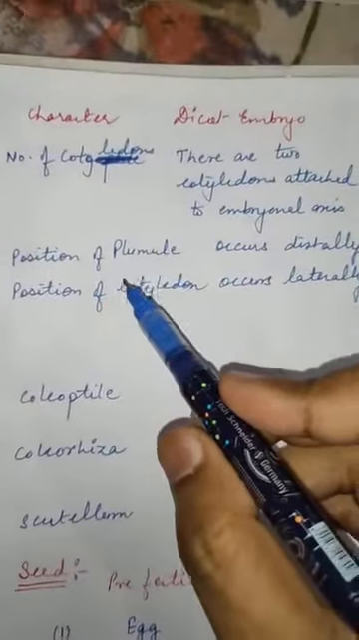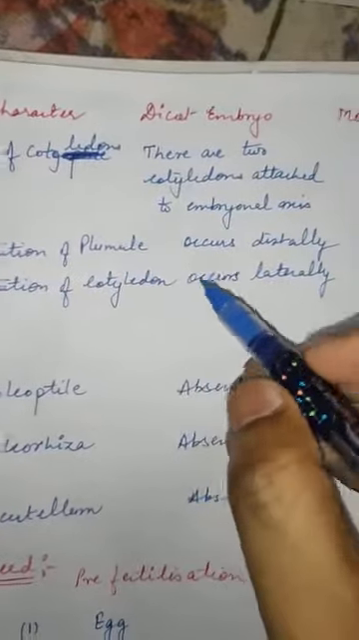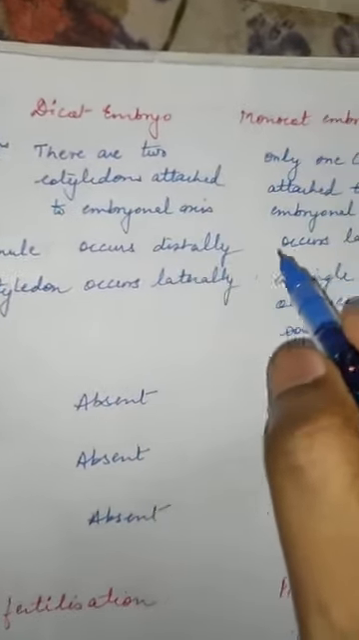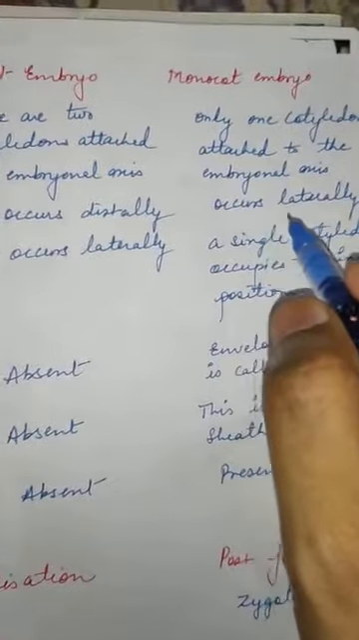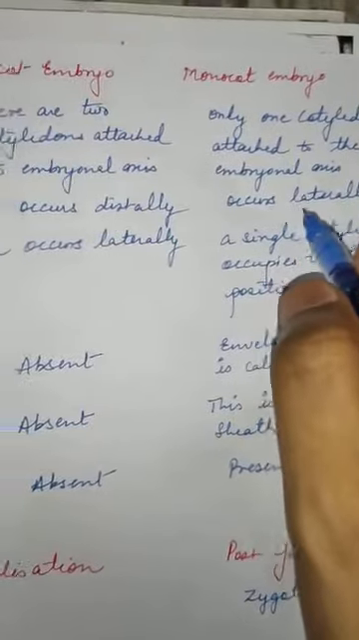Here is the position of the plumule, right? In a dicot embryo, the plumule occurs distally. Distal position पर होगी. And in the case of a monocot embryo, it is in a lateral position, right? Lateral position. Okay.